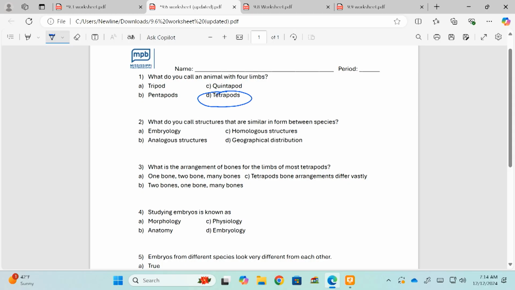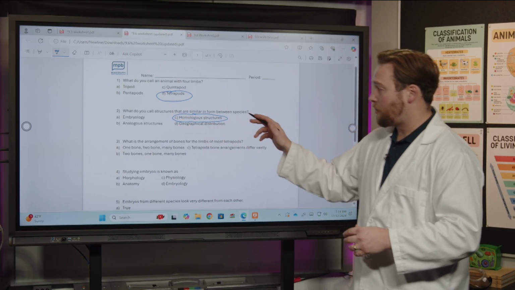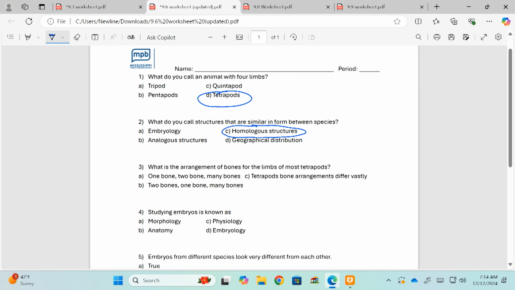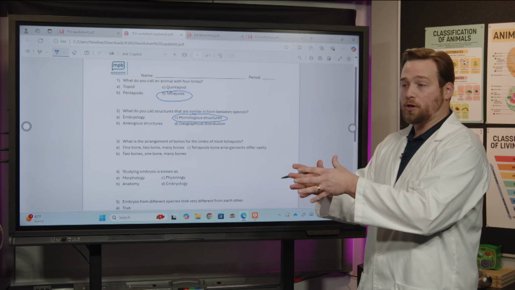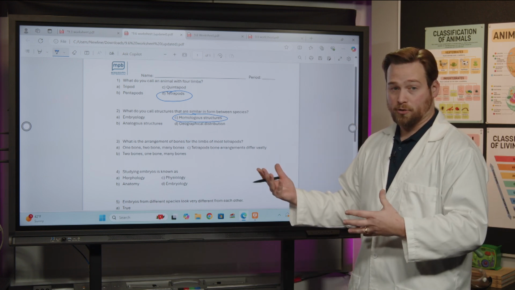It says, what do you call structures that are similar in form between species? Okay, the answer here is C, homologous structures. Remember that that prefix homo and homologous means similar. And so what's going on here is that we have these different organisms, but the structures are very similar between them. And we call that homologous structures, okay?